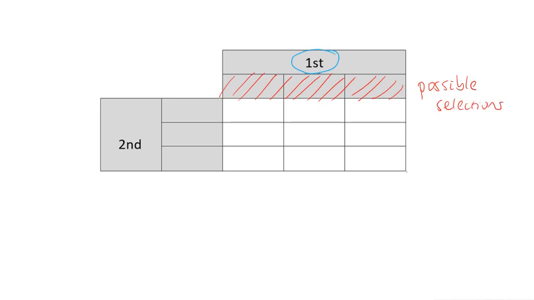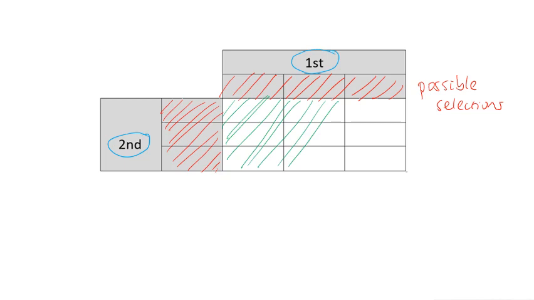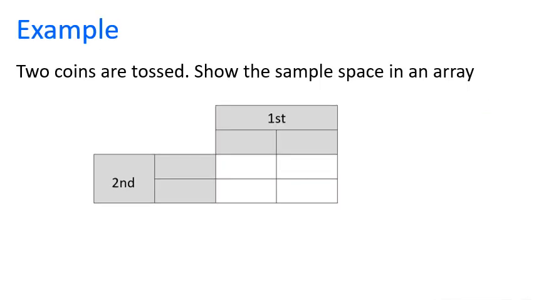And then here is the second step of the experiment. Here's where we list the possible selections. And in the middle of the array, in these boxes, this is where we write the outcomes. So this is like a basic example.